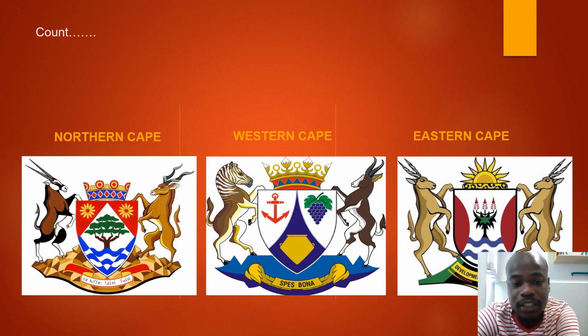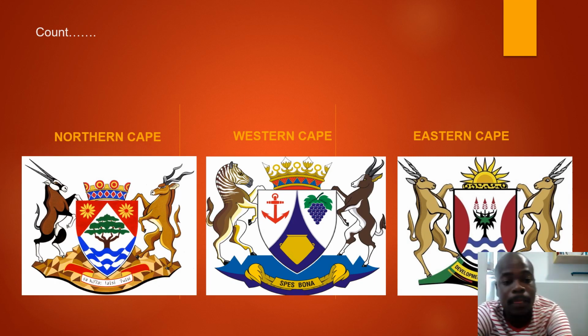As we continue, guys, with the coat of arms found in each and every province in the map of South Africa, another three provinces are stated on this slide, by the names of Northern Cape, Western Cape, and Eastern Cape.